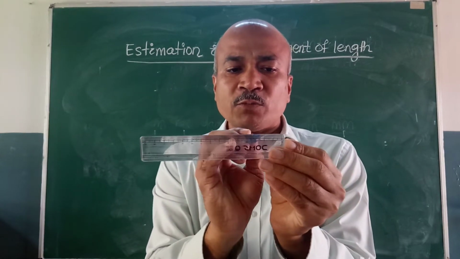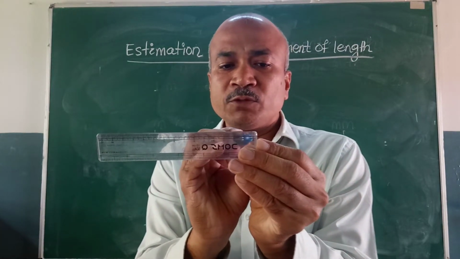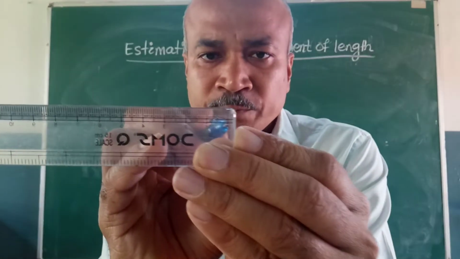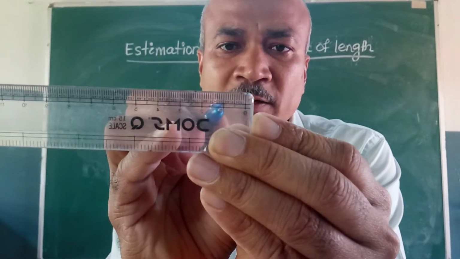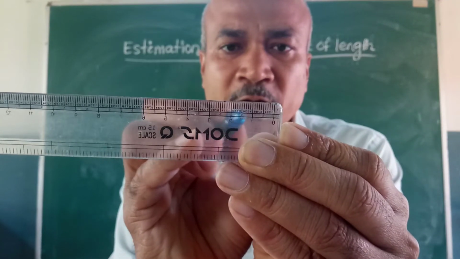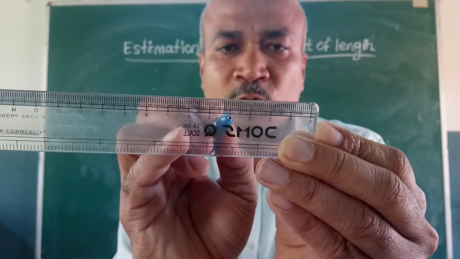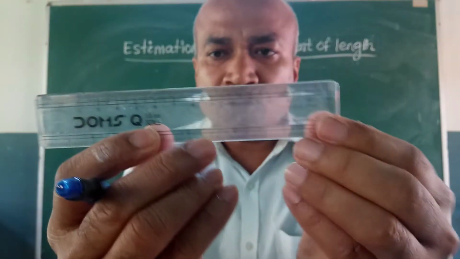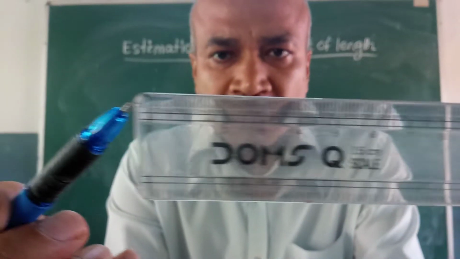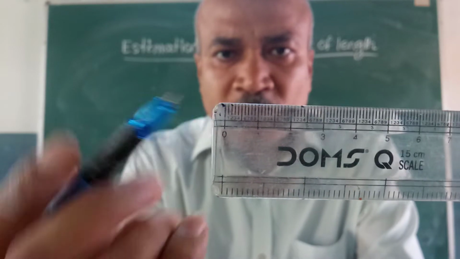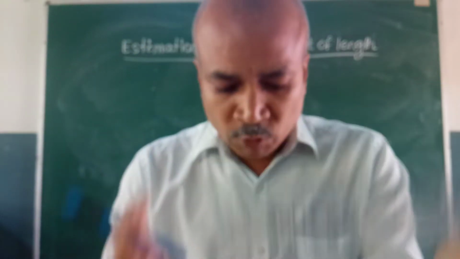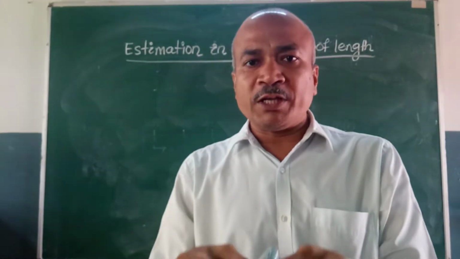Just think here to here, 0 to 1. Look carefully, 0 to 1. This is 1 centimeter. Here 2 centimeter, 3 centimeter, 4 centimeter. Is it visible to you clearly? 0 to this first point is only 1 millimeter. Okay. Now look to this.